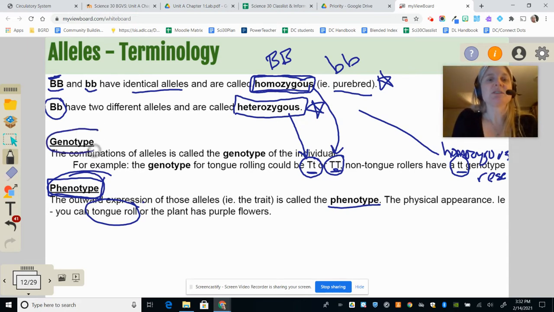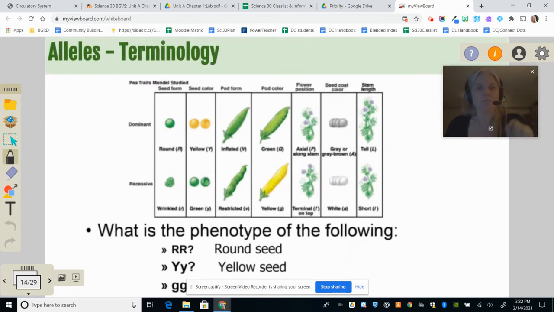And the genotype is when you're actually looking at what alleles that organism has. Again, two terms that you need to understand. So pause the video and write them down, write some examples down so you get that really clear in your head. All right, on to the next one.